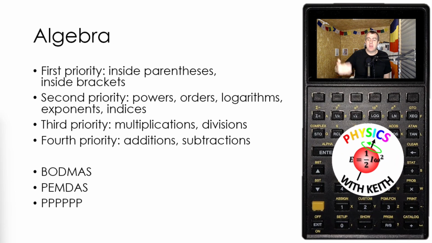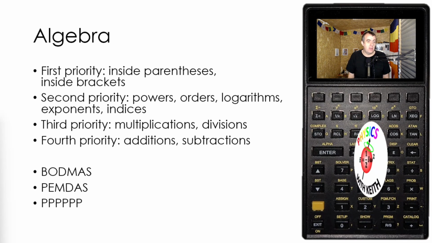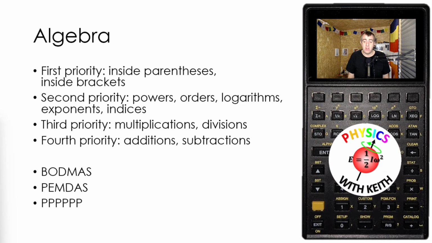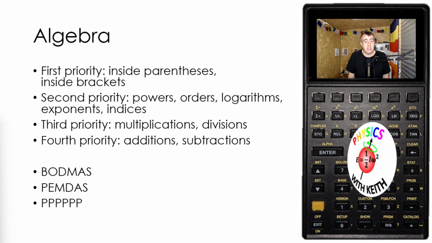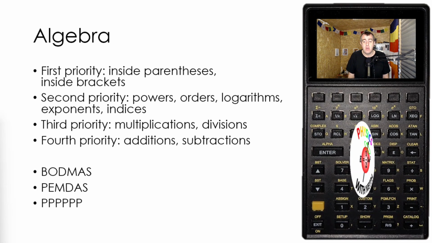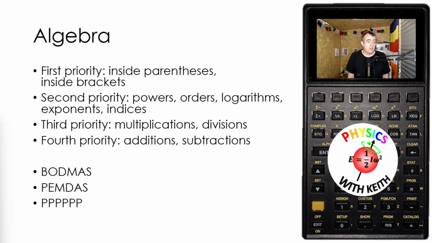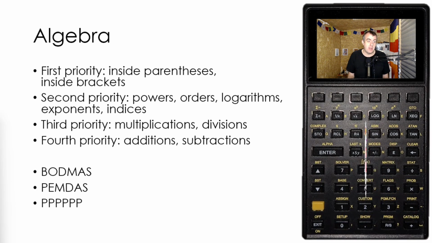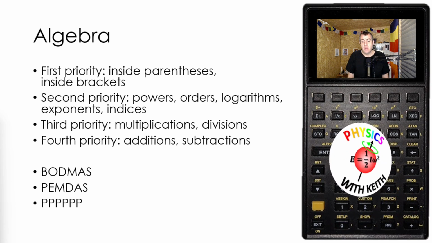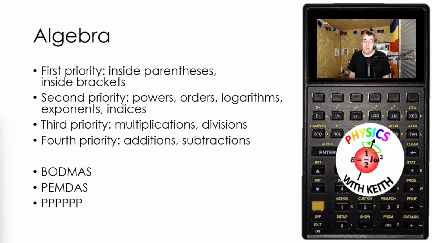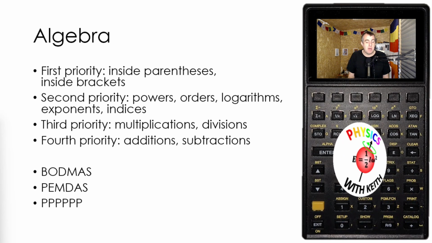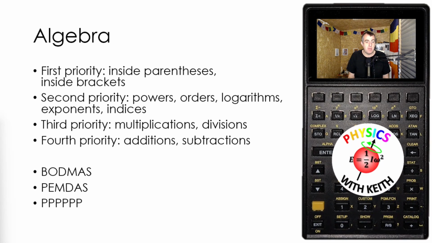Third priority, multiplications and divisions. I mean, division is just multiplication with a negative exponent. So they're the same priority. Neither has more priority than the other. The fourth priority is additions and subtractions. Remember, subtraction is just adding a negative number, so they're equal priority there. And you might have heard of PIMDAS or POMDAS or PODMAS or PEMDAS, or my personal favourite, which is PPPPPP.